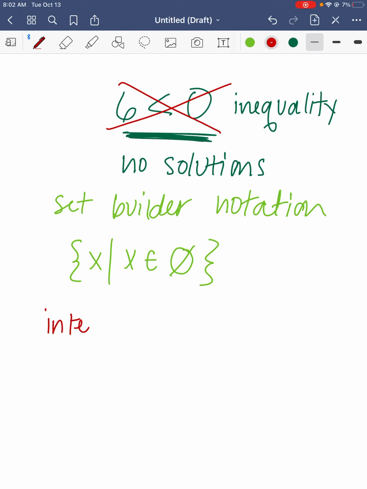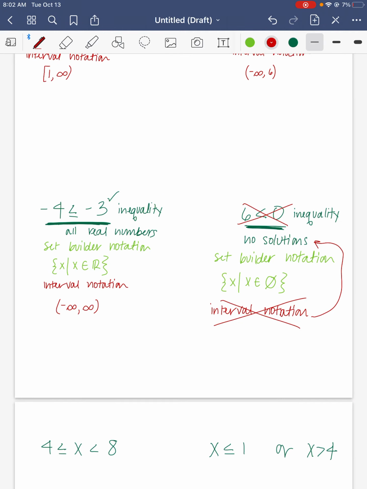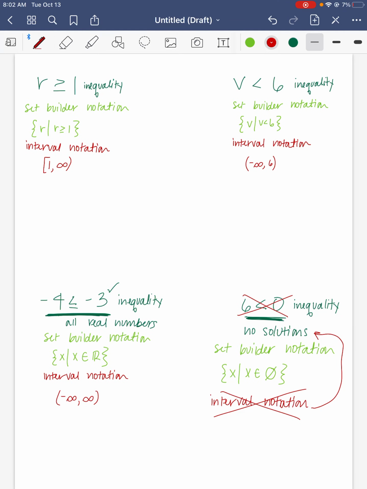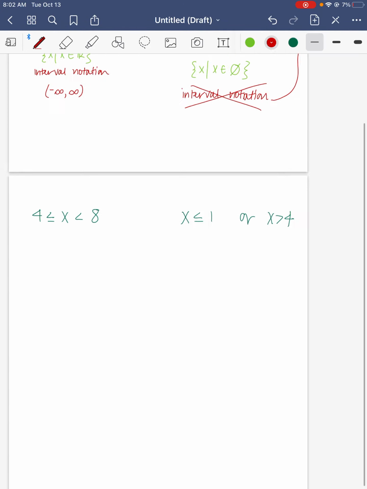And in interval notation, I don't believe there is a way to represent this in interval notation. So if you're ever asked to put in interval notation, you can just write no solutions. Okay, so those are 2 standard inequalities and then 2 special cases where there's either all real numbers or no solutions. Let's look at compound inequalities.